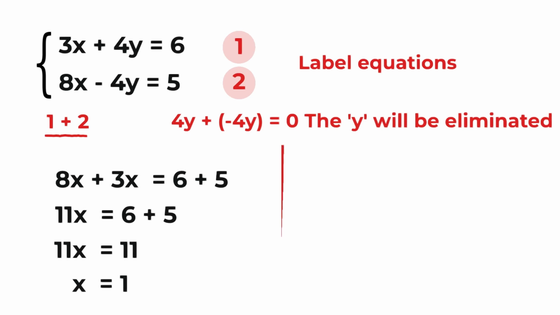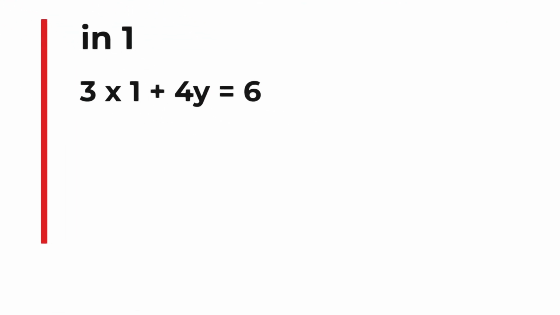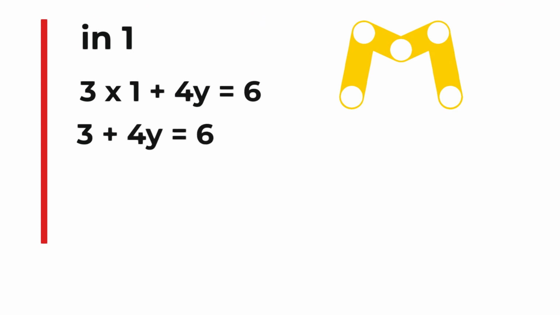Now that you know the x value, you can plug that into the first line or the second line. So for the purpose of this video, we decided to plug it into the first line, so we'll get 3 times 1 plus 4y equals 6. Remember, it was 3x plus 4y equals 6, so we replaced the x by 1. So 3 plus 4y equals 6. We move the 3 to the right hand side. Positive becomes a negative. 4y equals 6 minus 3. And then 6 minus 3 is 3, so we can say 4y is equal to 3.